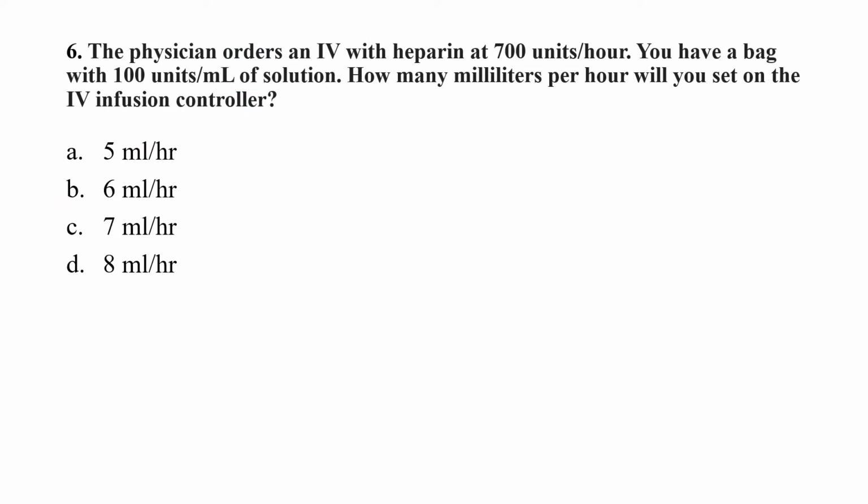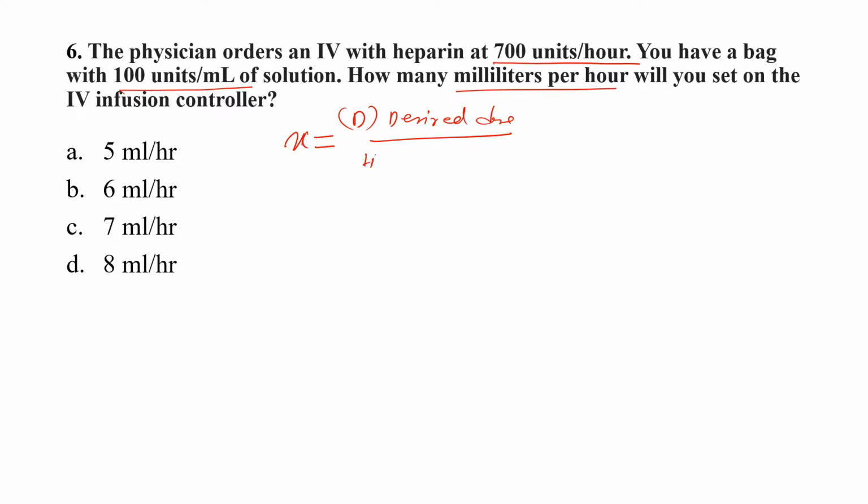Question number 6. The physician orders an IV heparin of 700 units per hour and you have a bag of 100 units per ml. How many ml per hour will you set on the IV infusion controller? Option A, 5 ml per hour, option B, 6 ml per hour, option C, 7 ml per hour, option D, 8 ml per hour.